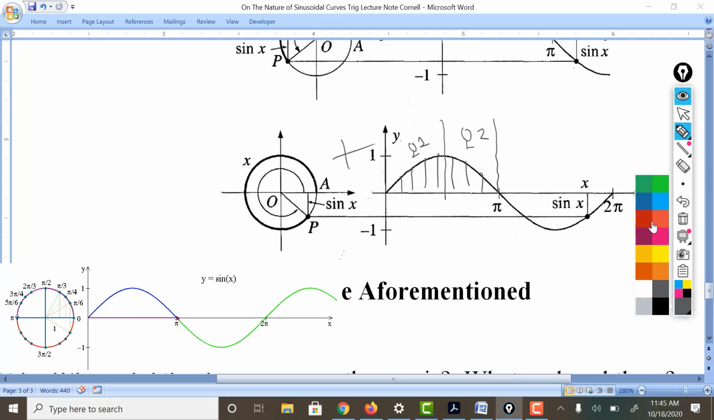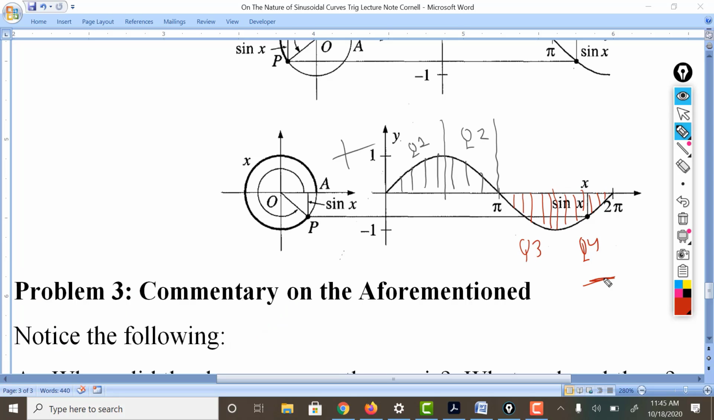And then you told me that in quadrant 3, it was increasing, but it was negative. This is a negative region. And then in quadrant 4, it was going to decrease, but it was also negative as well. This is a negative region. Okay, so this is simply following exactly what you noticed from the unit circle.